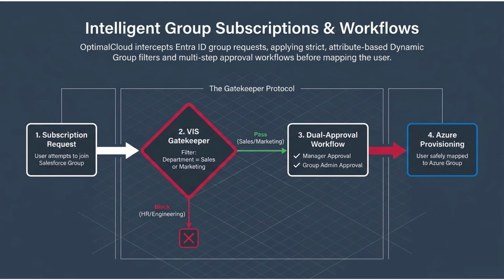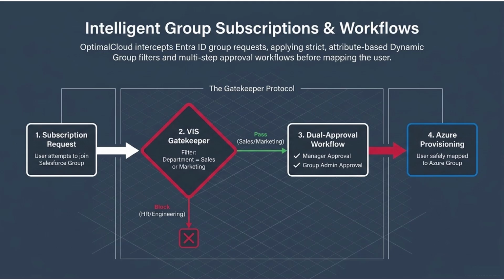Let's walk through the Salesforce example they provided. Step 1 is the subscription request. The user walks up to the club and says, I want to get into the Salesforce room. And step 2 introduces the VIS gatekeeper. This bouncer doesn't just look at the request. It examines the user's dynamic attributes that we just talked about. It applies a strict filter.